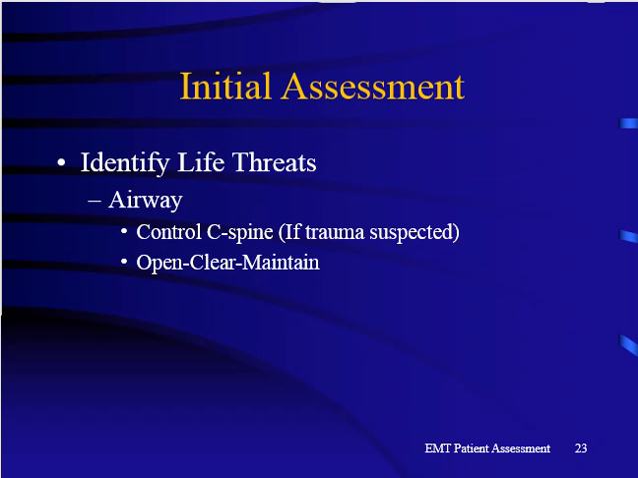Initial assessment. Airway. A. Control C-spine if there is trauma suspected, and open and clear and maintain your airway. You want to make sure that the person's airway is always open, it's maintained, that they're breathing. There's no foreign objects in the airway causing an issue or anything. So you just want to make sure that that's all taken care of.